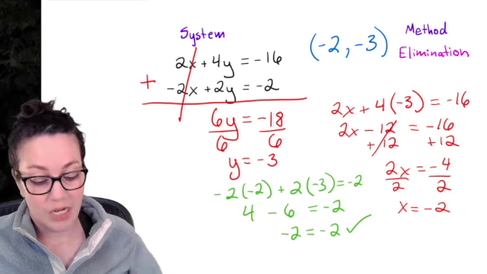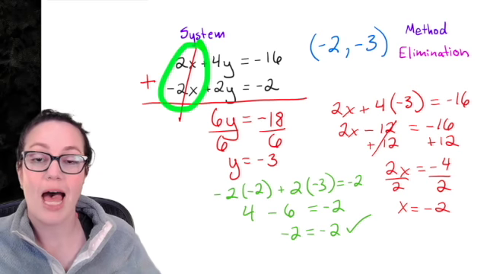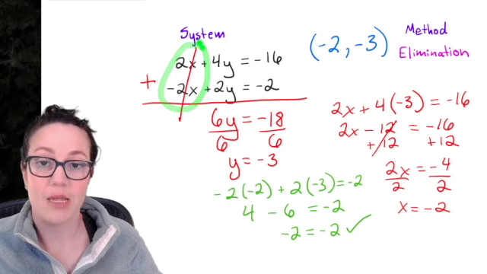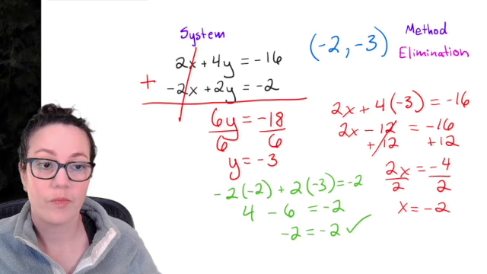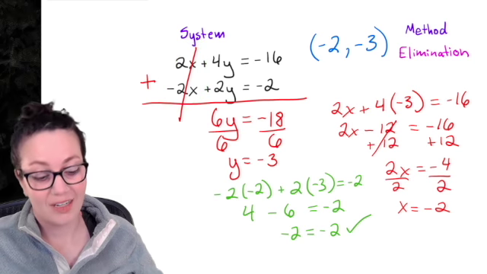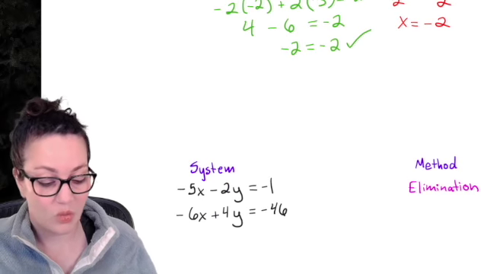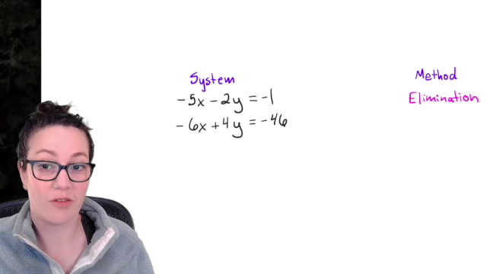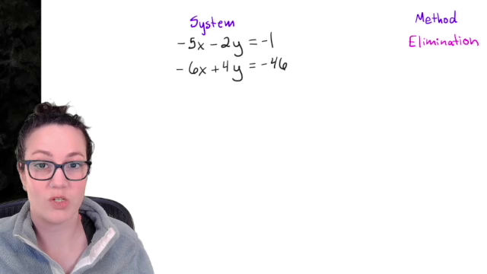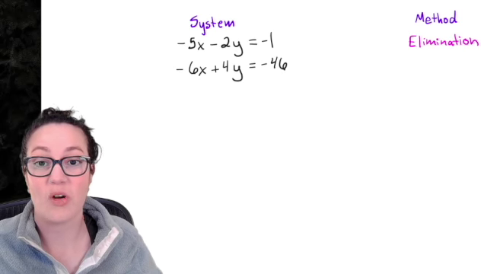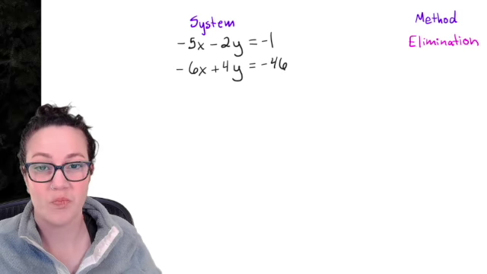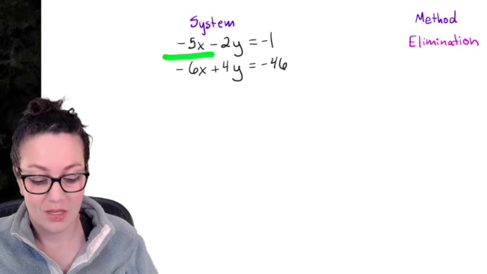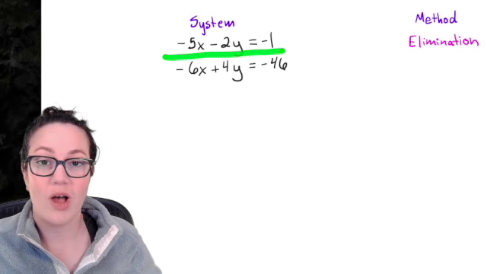So with elimination, we're really looking for these opposite coefficients on the same variable. But sometimes we don't have that given to us right from the beginning, right? That first equation was pretty nice because we already had opposite coefficients. But in this equation, negative 5x minus 2y equals negative 1.